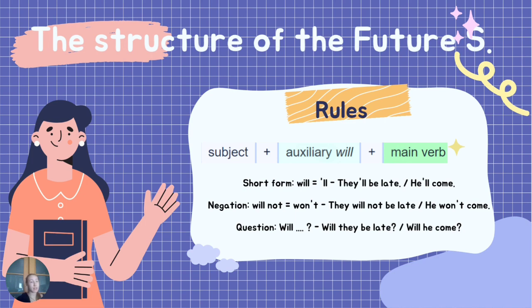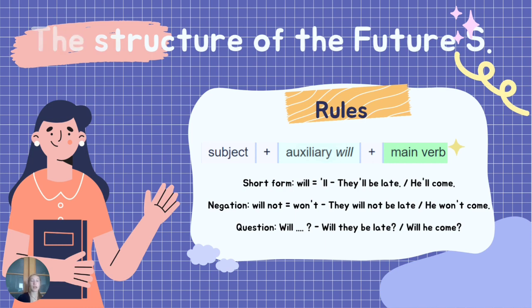Question form. Here you need to be really attentive. Then we need to put our auxiliary verb will at the first place. Will he come? Will they be late? If you're going to have a W question, like what, where, or when, or something like that, then you need to put this W word first, where for example. Then our auxiliary verb will, where will, and then our subject and main verb.